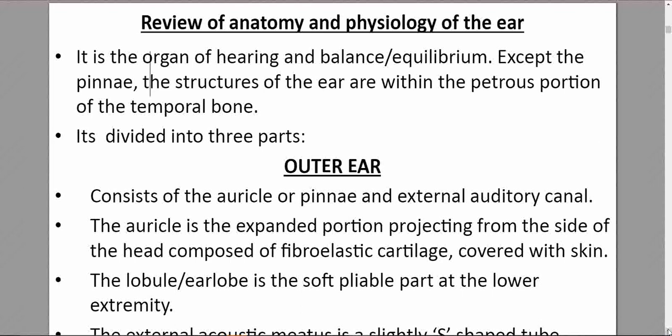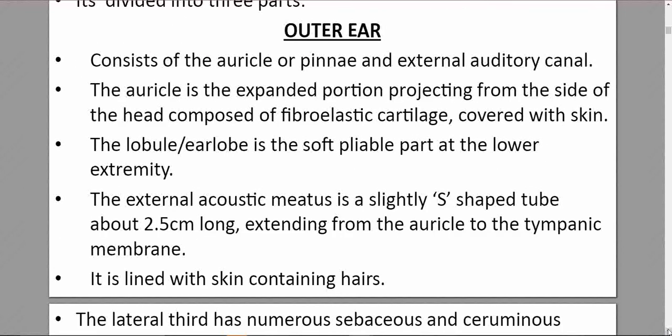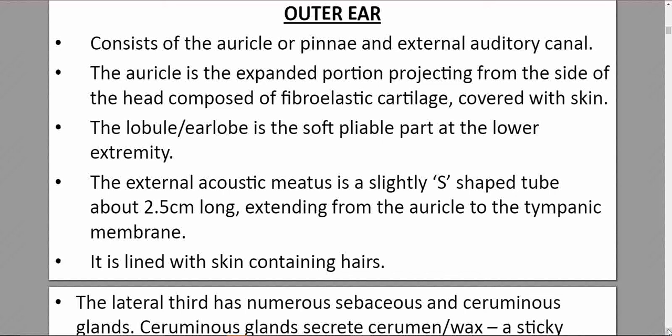The stability here, those receptors. So except the pinna, which is the outside structure, the structures of the ear are within the petrous portion of the temporal bone. Apart from the pinna, which is outside, it is divided into 3 parts. The outer ear, I'm sure you covered it in high school. The outer ear is the auricle or pinna and the external auditory canal, that is still outside.